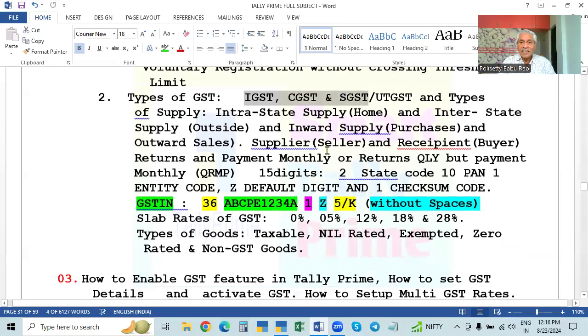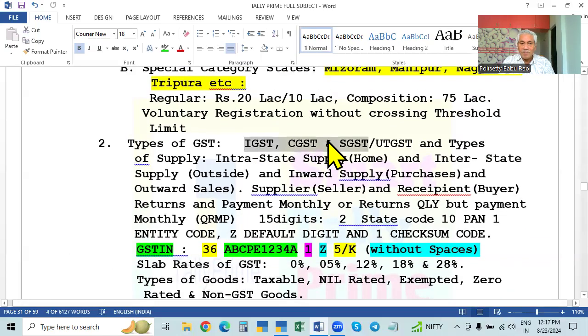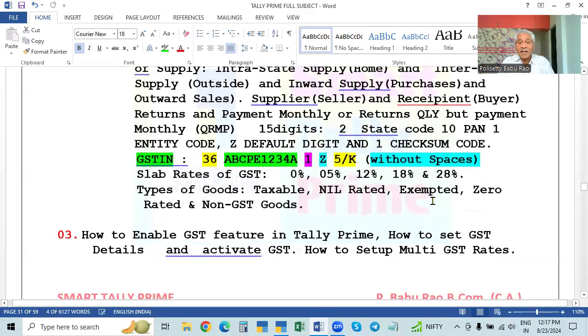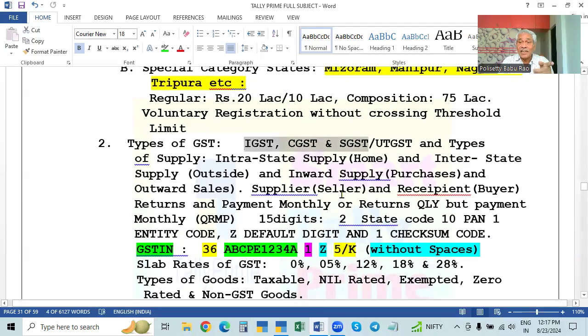What is the meaning of that? Depending on these components, on the sale or purchase, the place of transaction, the place of the supplier as well as the buyer, and also the nature of goods, the tax is to be charged. Some goods are not taxable. So taxable or not taxable, depending on the nature of goods, you have to calculate the tax. This will be taken up in the next video, because it will be a lengthy video.